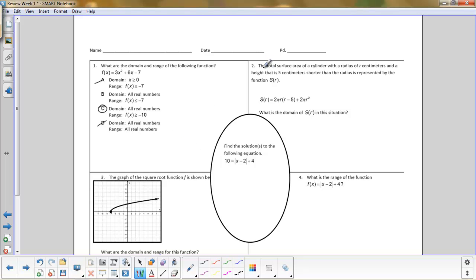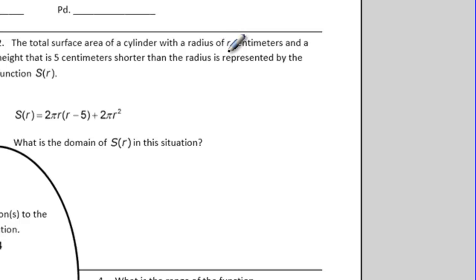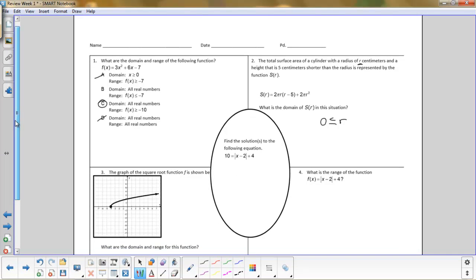Then we're going to go ahead and talk about the total surface area with a radius r centimeters. So we're looking at an object that has a radius. That means the radius has to be a positive number. That means that 0 is the least number we can use. While it's unrealistic to move to infinity, there is no cap on the size of this total surface area or the size of the cylinder. Therefore, the domain of this is greater than 0.